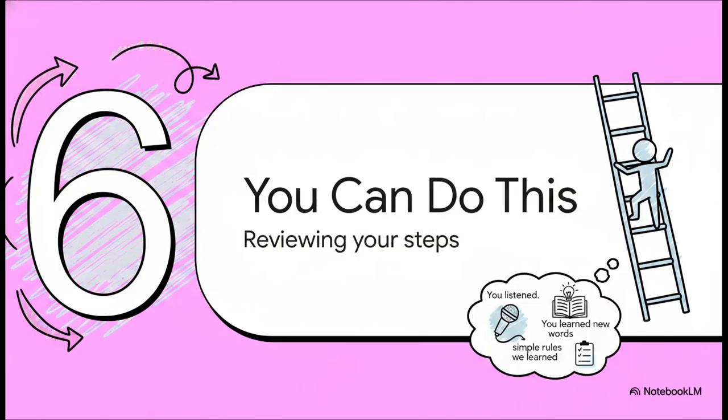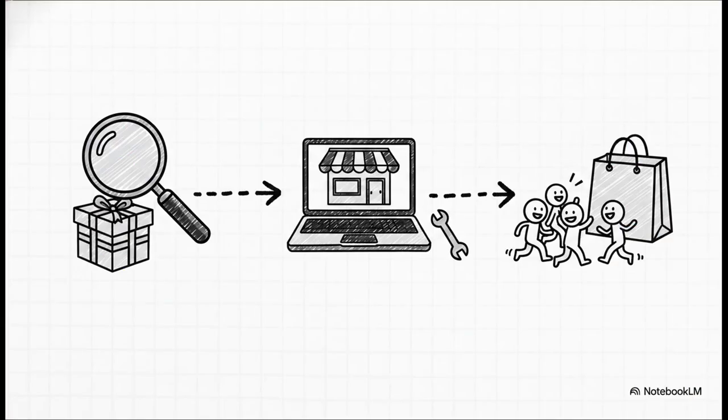Section 6. You can do this. Reviewing your steps. So the crucial point I want you to take away is this. Building an e-business isn't magic. It really just boils down to 3 actionable steps. Find a product with clear market demand, build your shop on a reliable platform, and actively go out there and get your customers. Master these 3 core pillars, and you've got yourself a solid business.